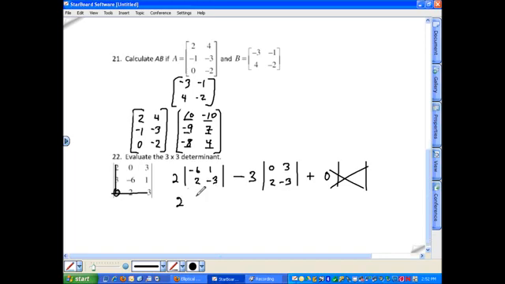Now, the determinant of a 2 by 2 matrix is A times D, which is 18, minus B times C, which is 2. Same thing. This one here, it's A times D, which is 0, minus B times C, which is 6. 18 minus 2 is 16, times 2 is 32. Negative 3 times negative 6 is 18. That results in a 50. This will be the end of part 3.